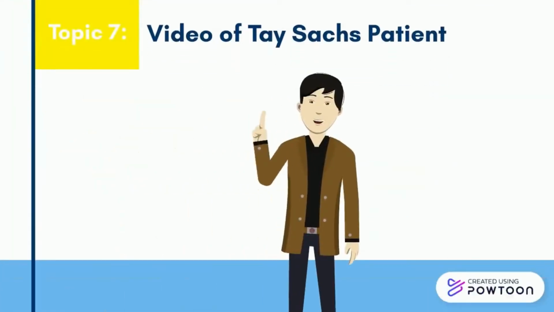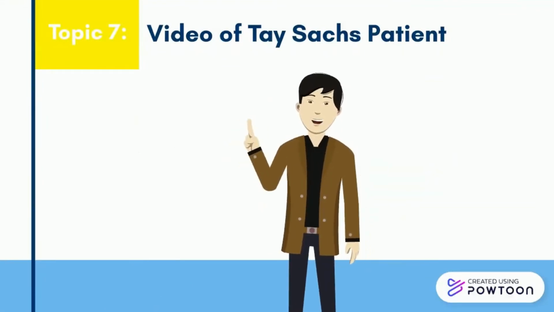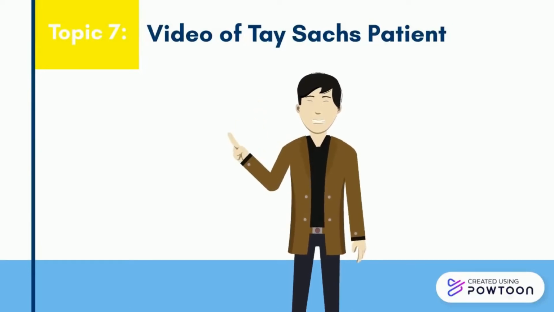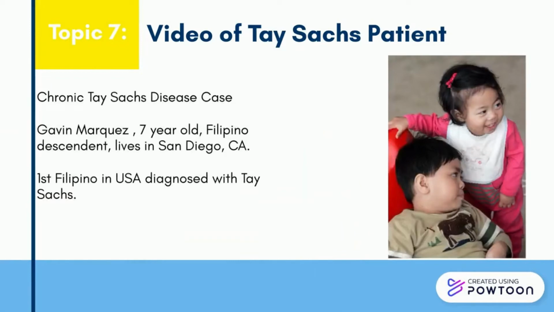Alright, so up until this point, we have been telling you the characteristics that involve Tay-Sachs disease. But we think it's time that we show you an example of a patient that suffers from TSD. So in this video, you will observe a chronic case of a Tay-Sachs disease patient who is 7 years old and lives in San Diego.